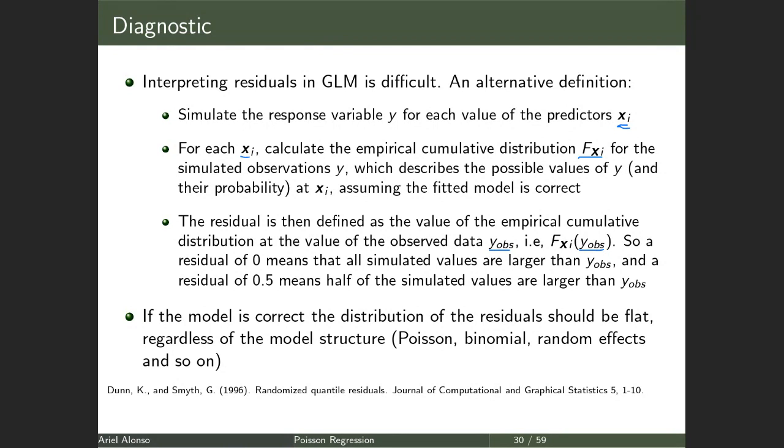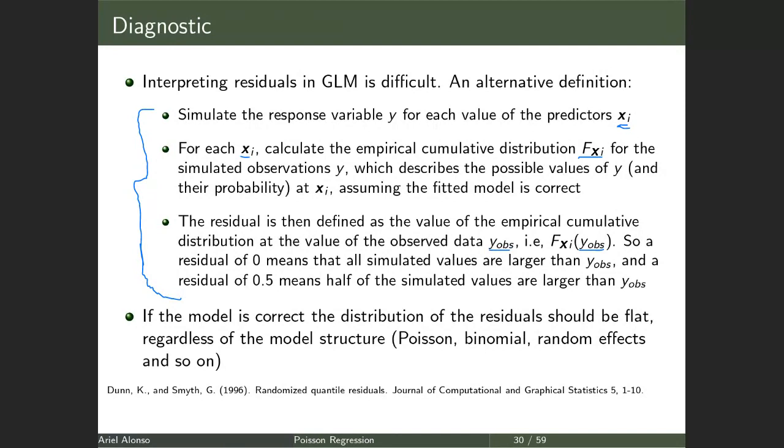50% are larger, 50% are smaller. And that would be kind of okay, because that's what you would expect with some random variability. Now, here comes the important thing: if the model is correct, then the residuals defined in the way we have done here should follow a uniform distribution. So the distribution of the residuals should be flat.